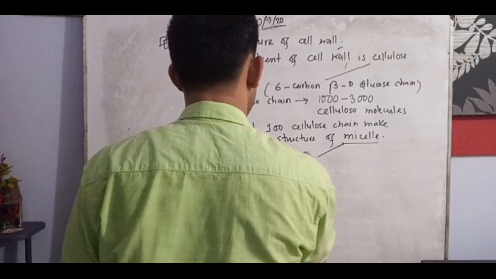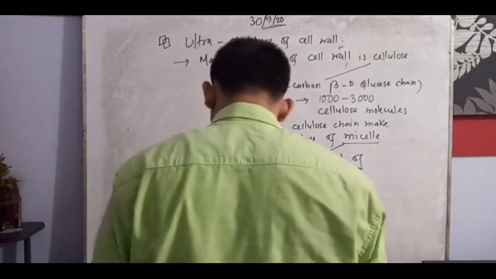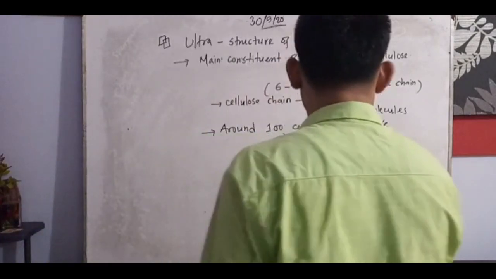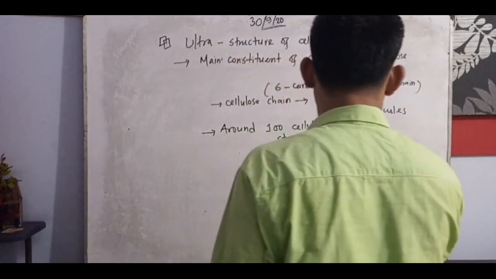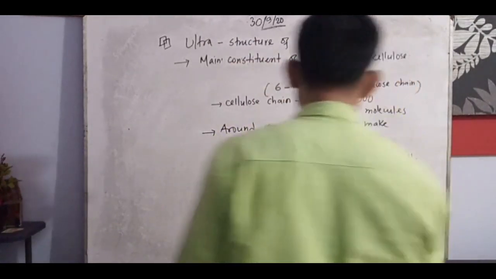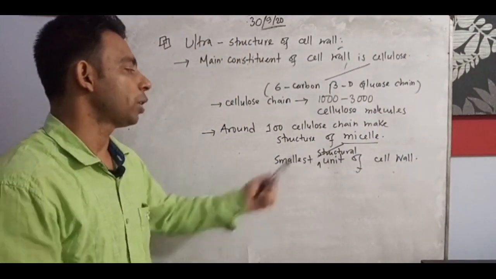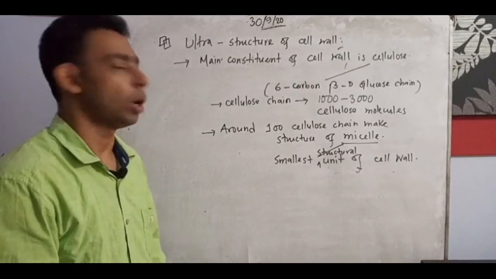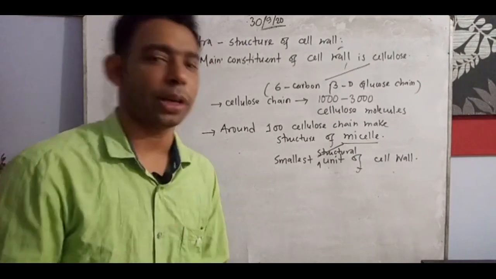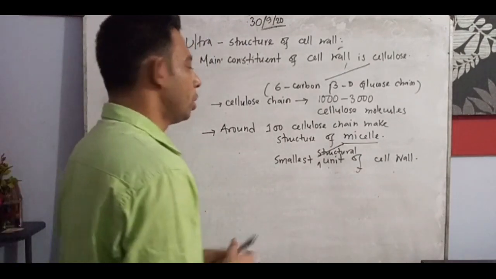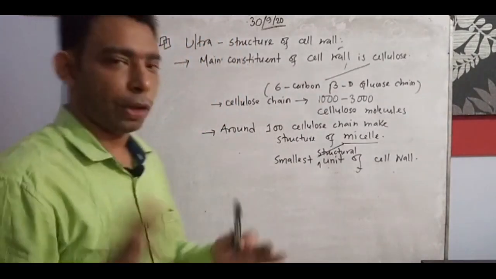Micellar is the smallest structural unit of the cell wall. Very important question: what is micellar? The smallest structural unit of the cell wall is called micellar. So this is very important to know. Micellar, the smallest structural unit of the cell wall.